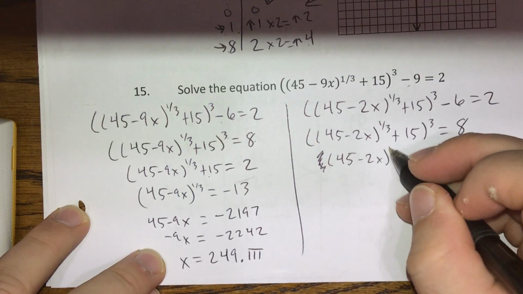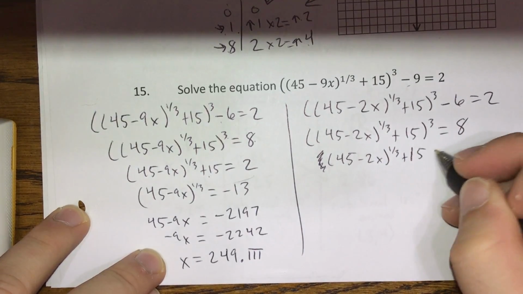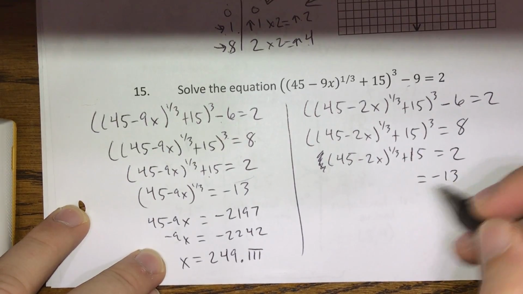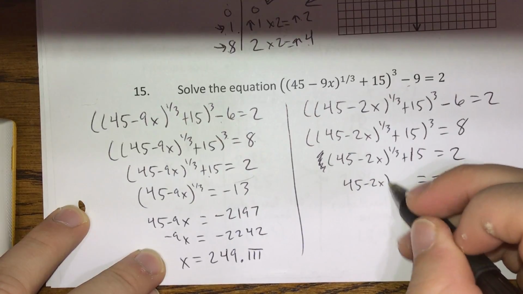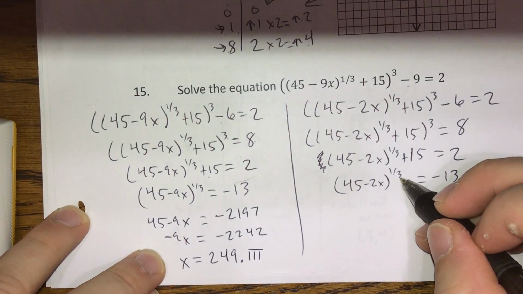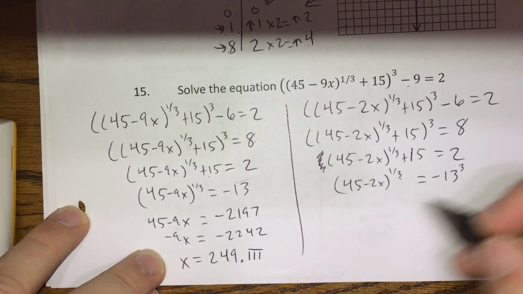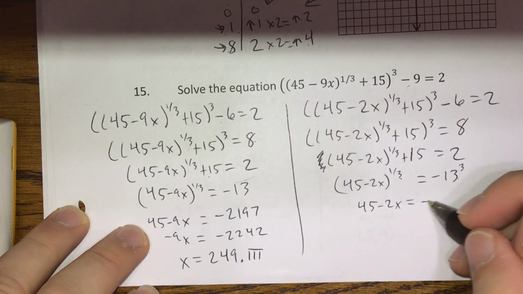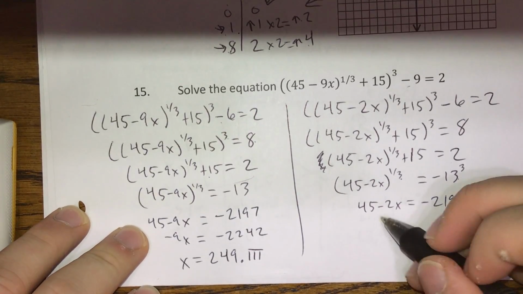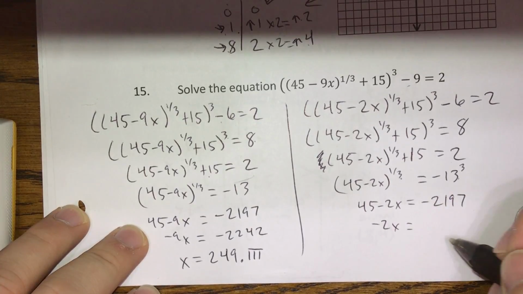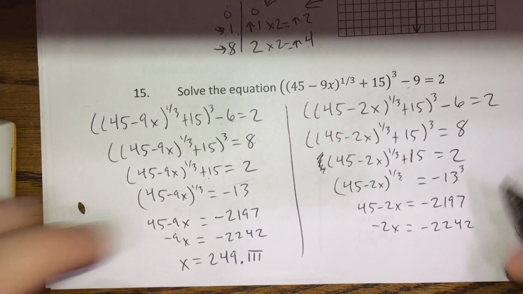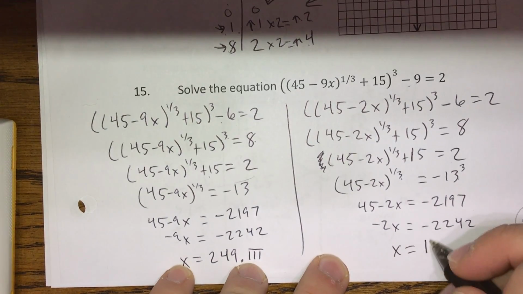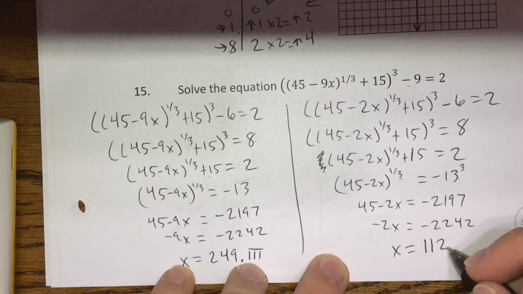45 minus 2x raised to 1/3 plus 15. Cube root of 8 is 2. Then we're going to subtract 15 over to get negative 13. The opposite of having an exponent of 1/3, we're going to cube both sides. And so the negative 13 cubed is negative 2197. Then we're going to subtract 45 to get the negative 2242. And then we'll divide it by 2 to get a positive 1121.